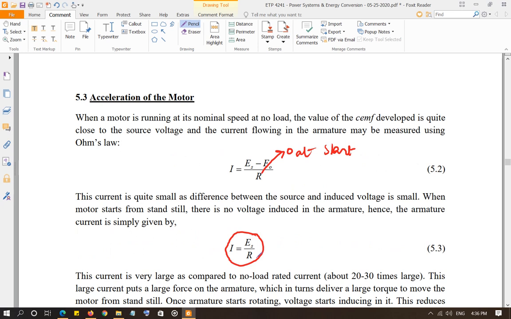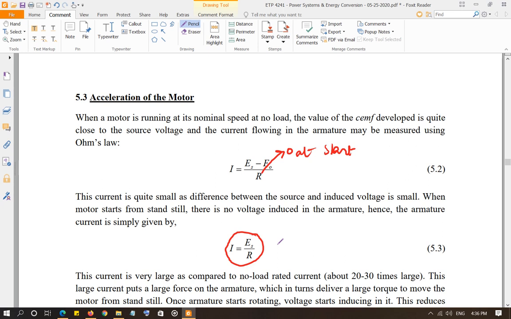Now let's say armature resistance, as you saw in the last chapter, is usually very small, 0.5 ohm, 1 ohm, whatever, and ES, the source supply, can be 100 volt, 200 volt, whatever. So the initial current, starting current, is extremely large, and it needs to be large because, again, if your motor is at rest and you have to push the motor, initially you need a large force that can put a large torque on the static conductors, right? Like if you're pushing a car, if your car is at rest and you have to push the car, initially you need a large force.